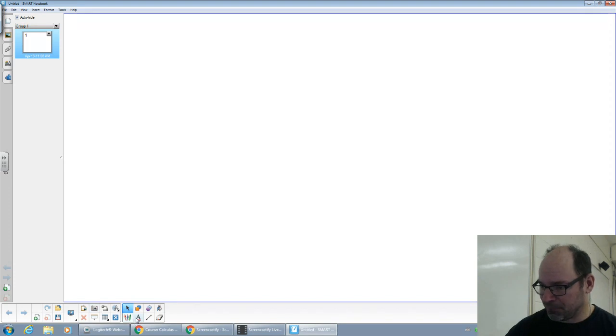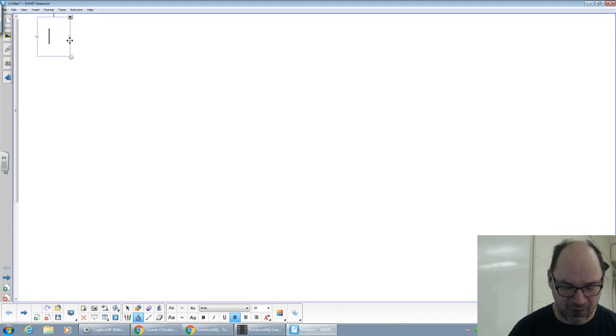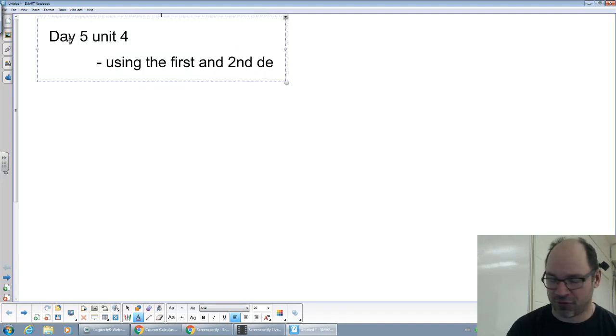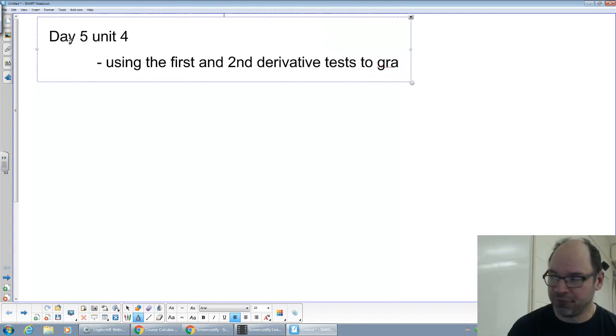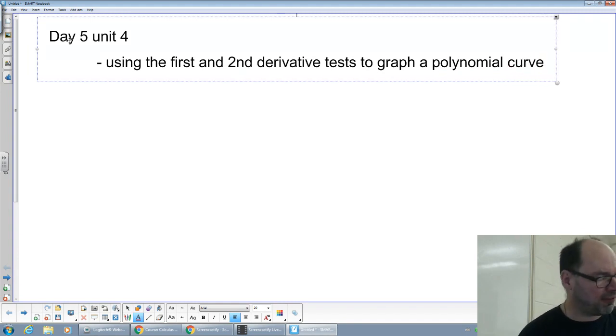Okay, so now that our board's up here, let's go ahead and set up our outline that we're going to do today. What's our goal here for today? Well, we have a pretty simple goal on day 5. This is day 5, unit 4. Okay, and what we're looking at today in calculus is we're going to be looking at using the first and second derivative tests to graph a polynomial curve fully.